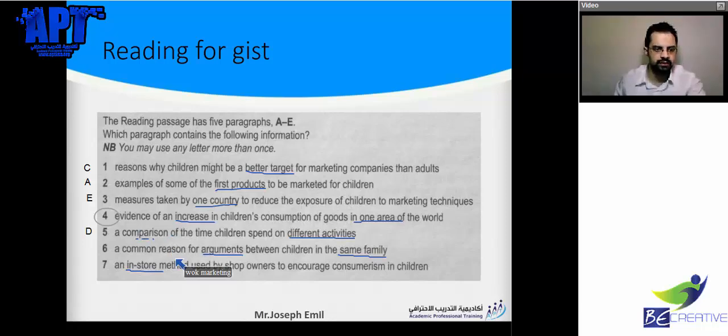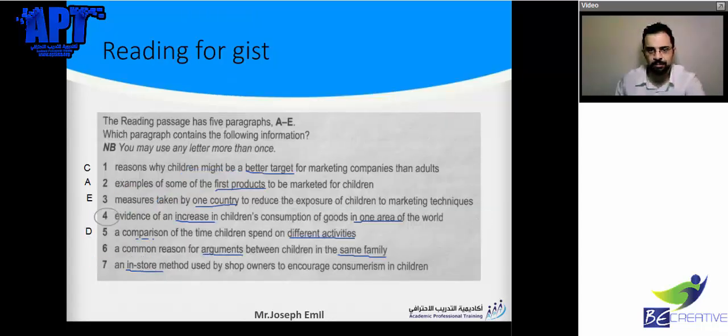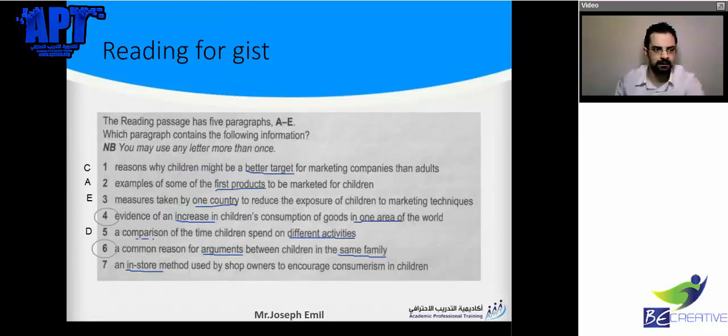A common reason for arguments between children in the same family. We have never read that, so we might as well just skip it for now. An in-store method used by shop owners to encourage consumerism. We have read stores here, lower shelves of their stores, so that's a B. Here, B. Of course, once again, we don't have to worry about letters being repeated because it's okay according to the note here. You may use any letter more than once.